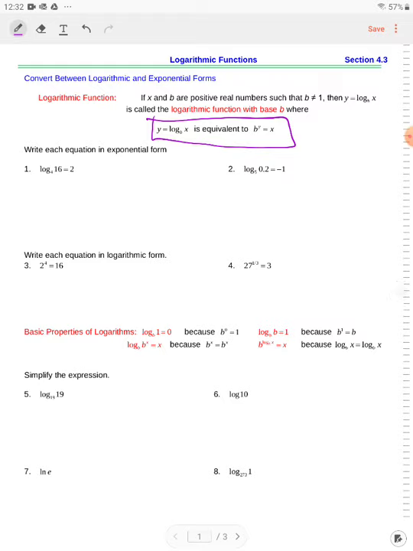equals x. So here on number 1, 4 is your base. So 4 to the second equals 16. Well, because they're all numbers, we can say, does 4 to the second equal 16? Yes. So I rewrote it. Same thing here. The base is 5. And again, I like to think of smiling. 5 to the negative 1 is 0.2. So what we're trying to do is just rewrite it in a different form.